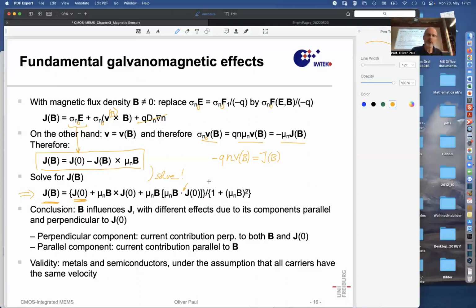But then the whole thing is also divided by a number that consists of 1. So it's like multiplying everything by 1 plus mu B square. I should add the n here: mu n B square. So in addition to this 0th order term, this term linear in B, and this term quadratic in B, we have in the denominator also a term of first order and then a term of quadratic order in B. So this makes it a little bit complex.